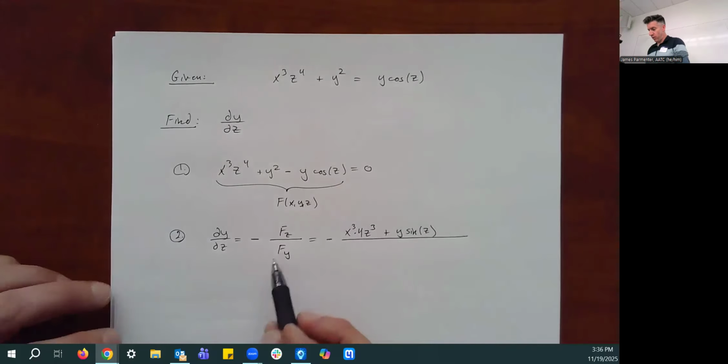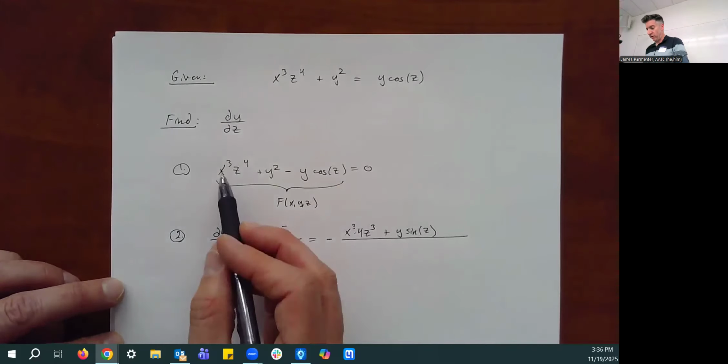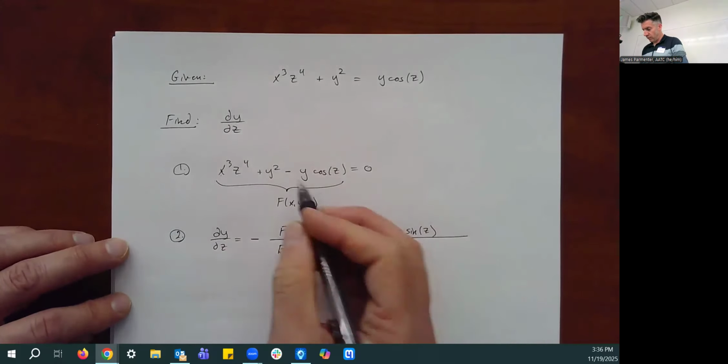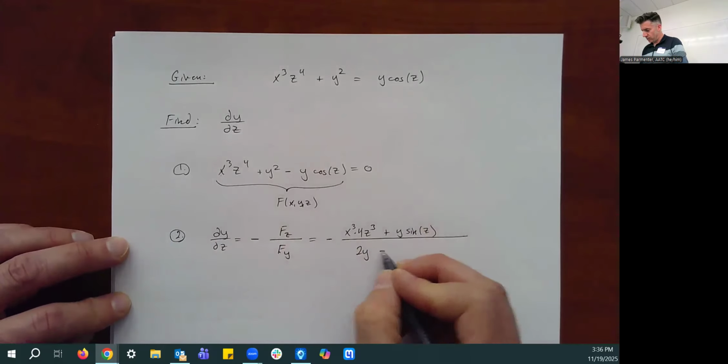On the bottom, the partial derivative of f with respect to y. So the derivative of x cubed z to the fourth is zero. The derivative of y squared is 2y. And the derivative of negative y times cosine of z is negative 1 times cosine of z.